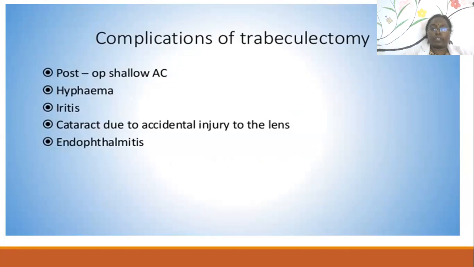Complications of trabeculectomy. Post-op, there can be a shallow anterior chamber, and there can be inflammation of the iris leading to iritis. Hyphema can be there, and endophthalmitis. Infection through the uveal cord can lead to endophthalmitis. Cataract due to accidental injury to the lens.